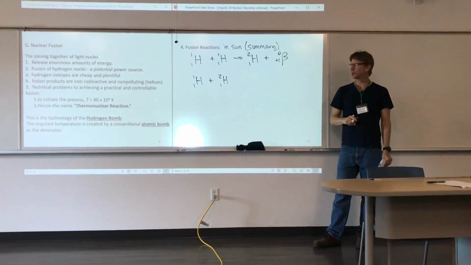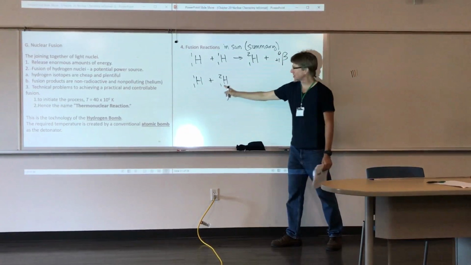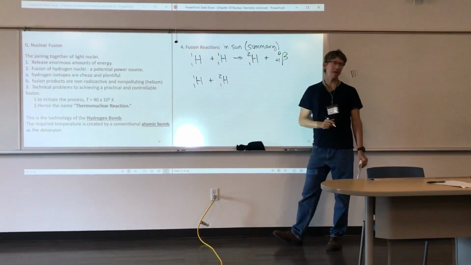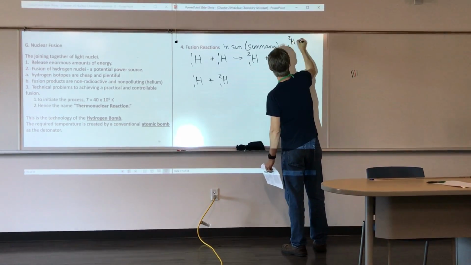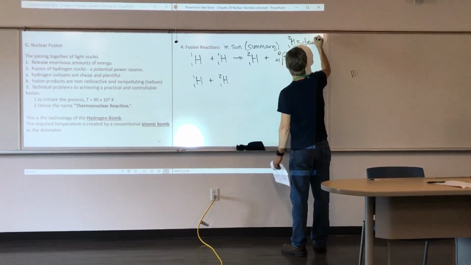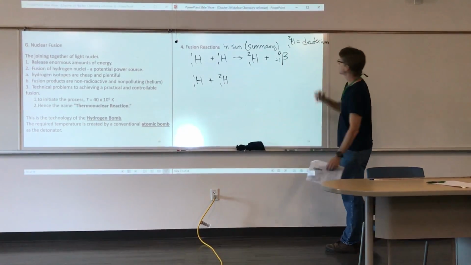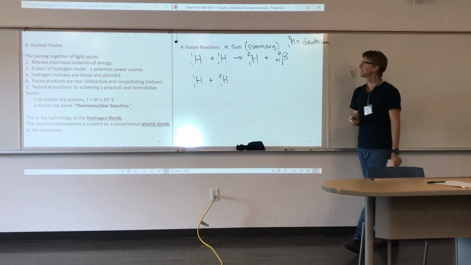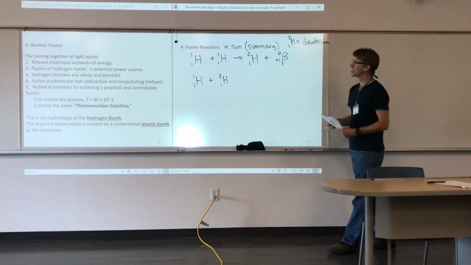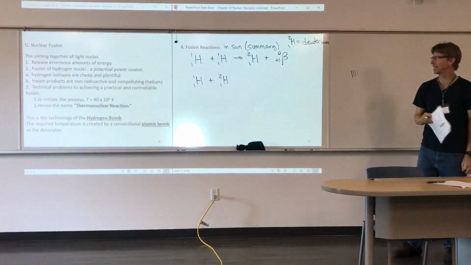Then, to continue, one of the hydrogens in the sun collides with the hydrogen 2. Hydrogen 2, by the way, is called deuterium. Deut meaning 2: hydrogen, deuterium. If you've got hydrogen 3, that's called tritium. Tritium is pretty highly radioactive.